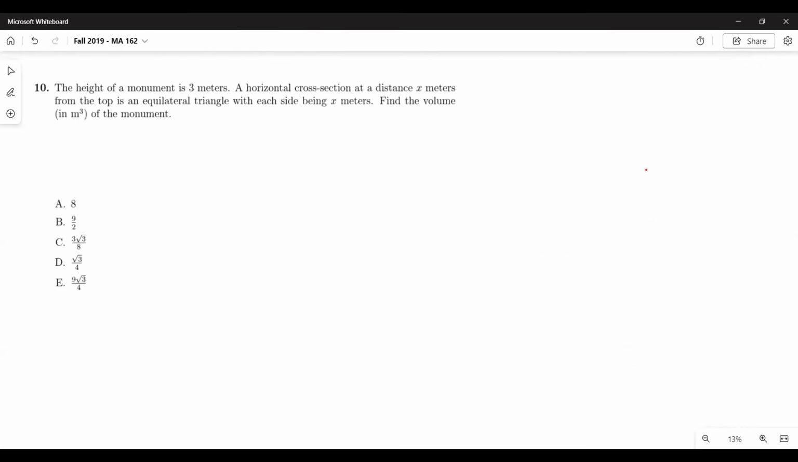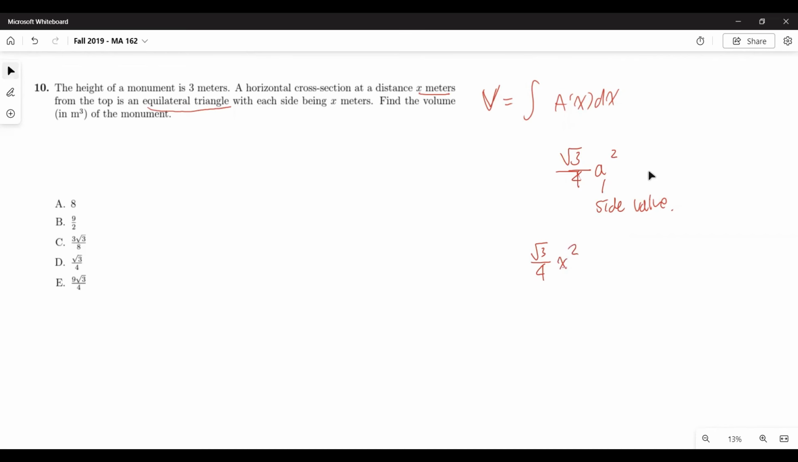So this question has find the volume of the monument. If you want to find the volume of the monument, volume is the same as integration of the area of the cross sections. We're given that the cross section is an equilateral triangle, and if you remember the geometry, the equilateral triangle area is square root of 3 over 4 a squared, with a as the side value. The cross section at distance x meters from the top has side x, so x squared.